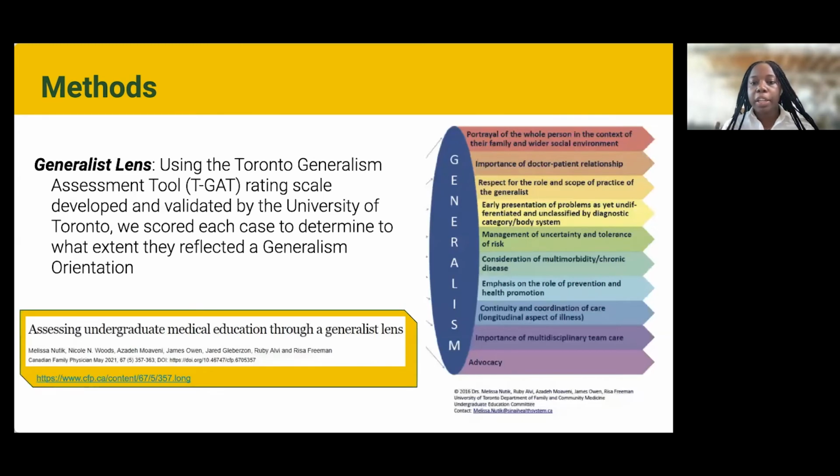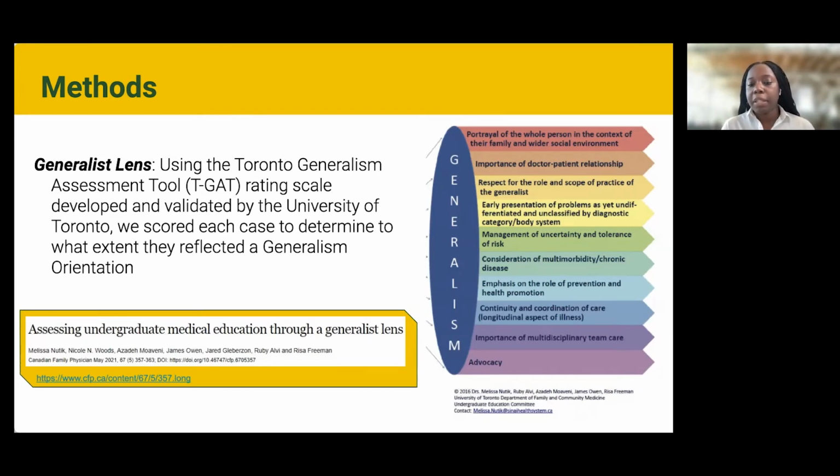So on the right here, we have a picture of all of the questions that we're looking at when rating for generalism. So as I mentioned earlier, the TGAT was actually developed out of the University of Toronto, and it is a validated tool. So some of the things that we're looking at to determine if a case met the requirements for generalism, we're looking to see if the importance of the doctor-patient relationship was highlighted, if a patient was presenting early, and this would give students an opportunity to develop a differential diagnosis and try to get a better understanding of the body system.